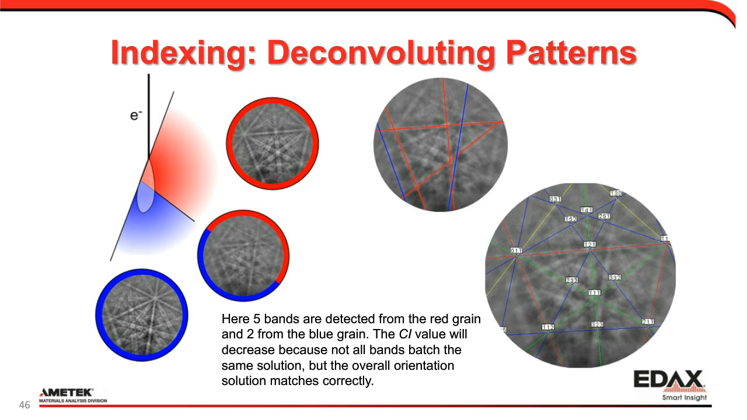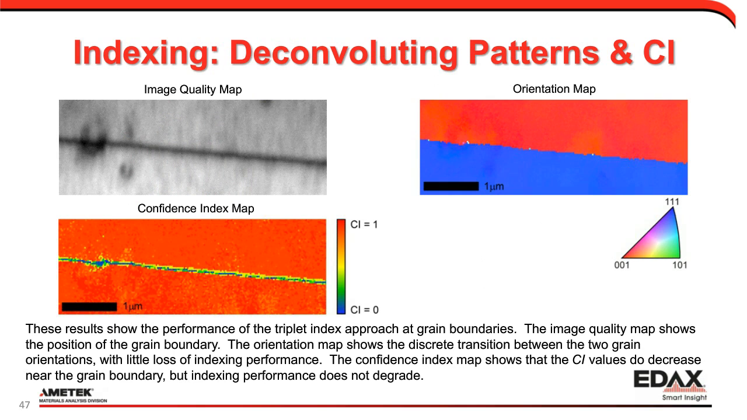The reason we like this, going back to this example, is that it helps when the band detection is not perfect. It helps us deconvolute these overlapping patterns. I can show an example. This is a map across a grain boundary. The image quality map on the top left shows where the boundary is located. The map on the bottom left shows the confidence index map. Within the grains, our confidence index is very high; red is close to 1 because we're doing that very well. But near the grain boundary, the confidence index drops.